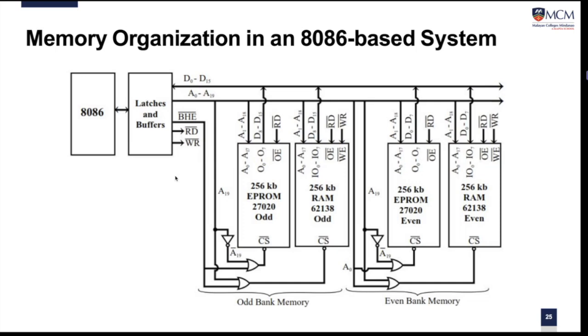Now, how does the memory organization in an 8086-based system look like? So this is the memory organization in an 8086-based system. The 8086 microprocessor, again, is a 16-bit processor with a 20-bit address bus and a 16-bit data bus. It can access 1 megabyte of memory.